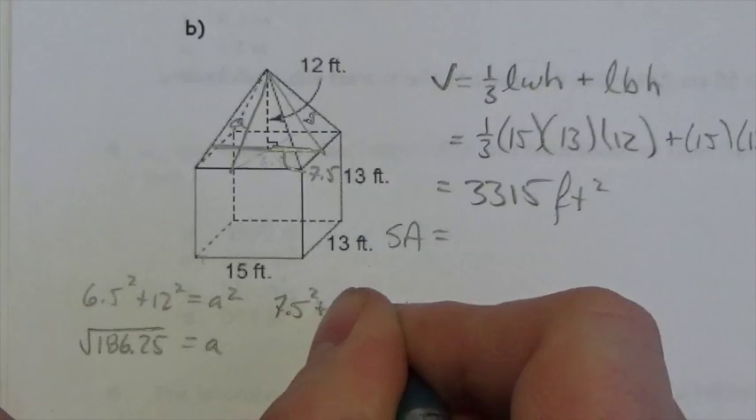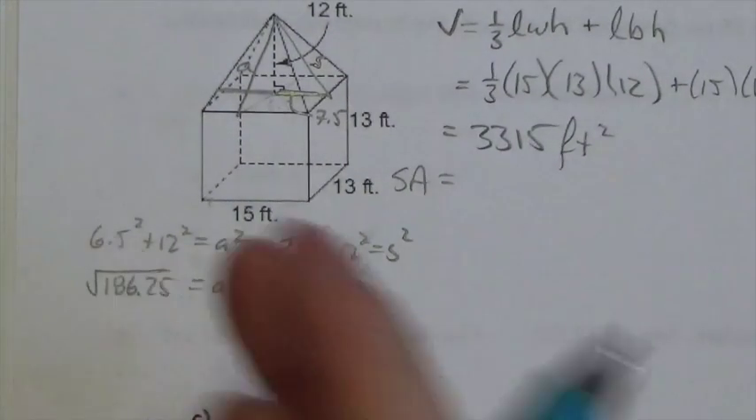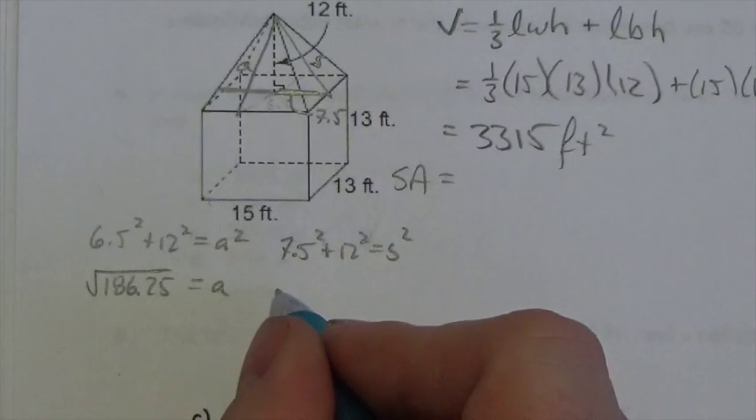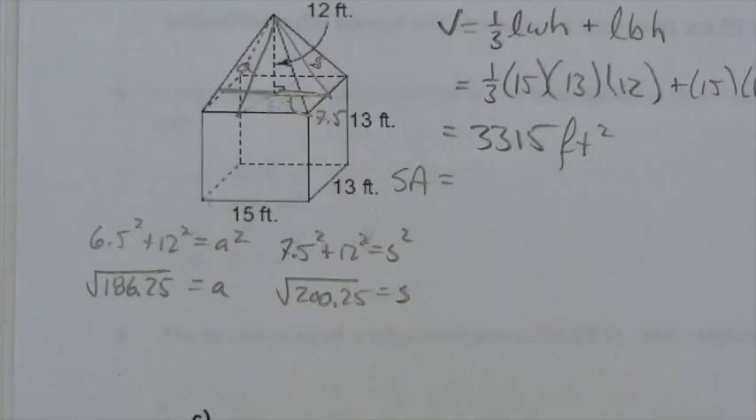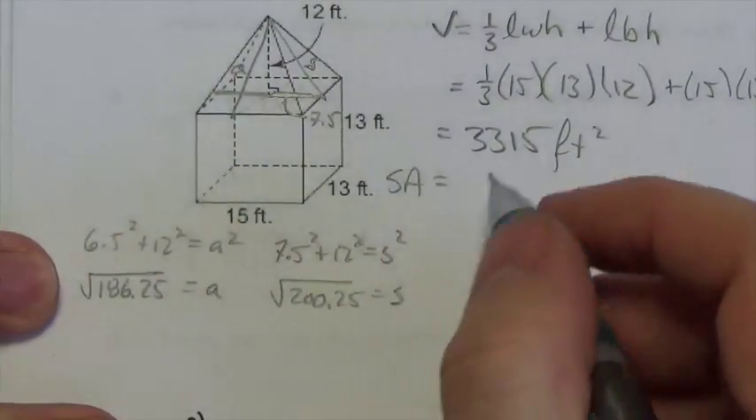7.5 squared plus 12 squared is going to equal S squared. And just like I did before here, I'm actually going to evaluate that and figure out what that number is. So 7.5 squared plus 12 squared equals, this is going to end up being the square root of 200.25 for S. So those are the two slant heights right there.